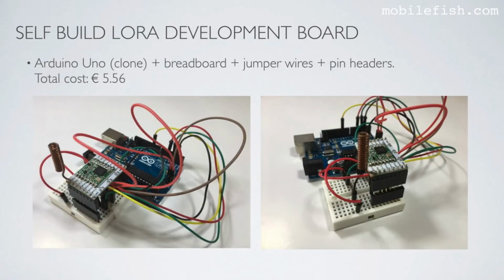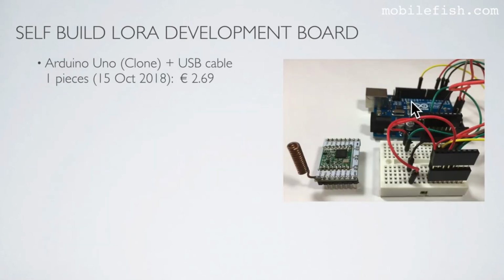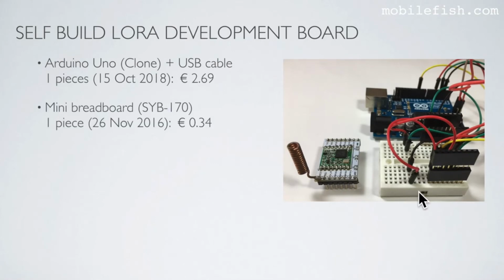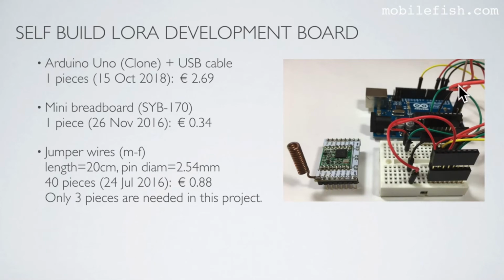Next, we need additional components such as Arduino Uno. You can also use a clone, a breadboard, jumper wires, and pin headers. The total cost is €5.56. You can buy an Arduino Uno clone for €2.69. The mini breadboard costs 34 cents. You need jumper wires, male, female, length is 20 centimeters, and the pin diameter is 2.54 millimeters. For 40 pieces, I paid 88 cents, but only 3 pieces are needed in this project.